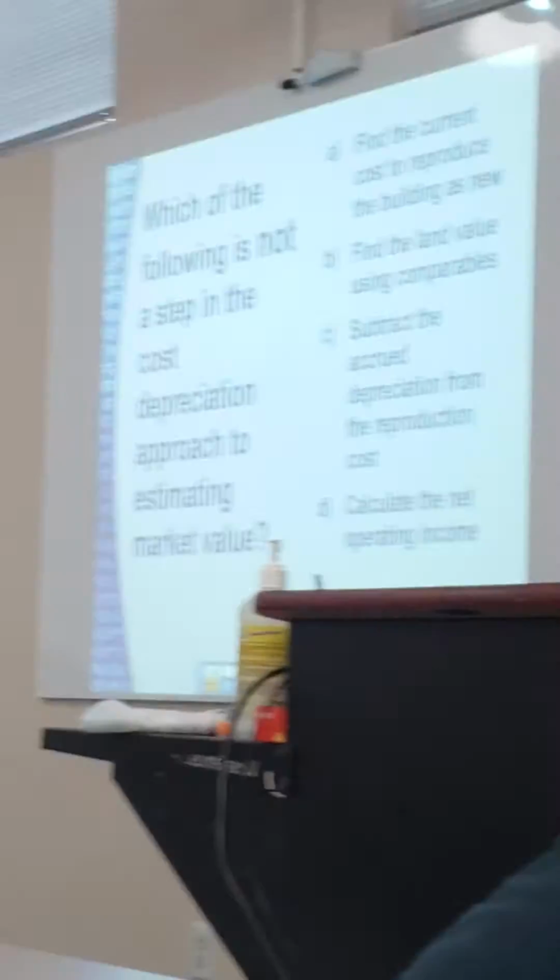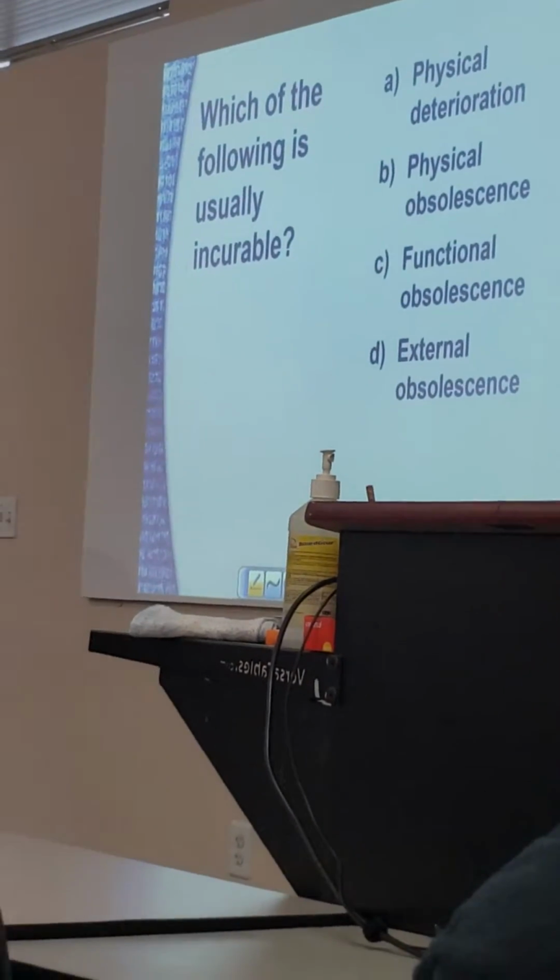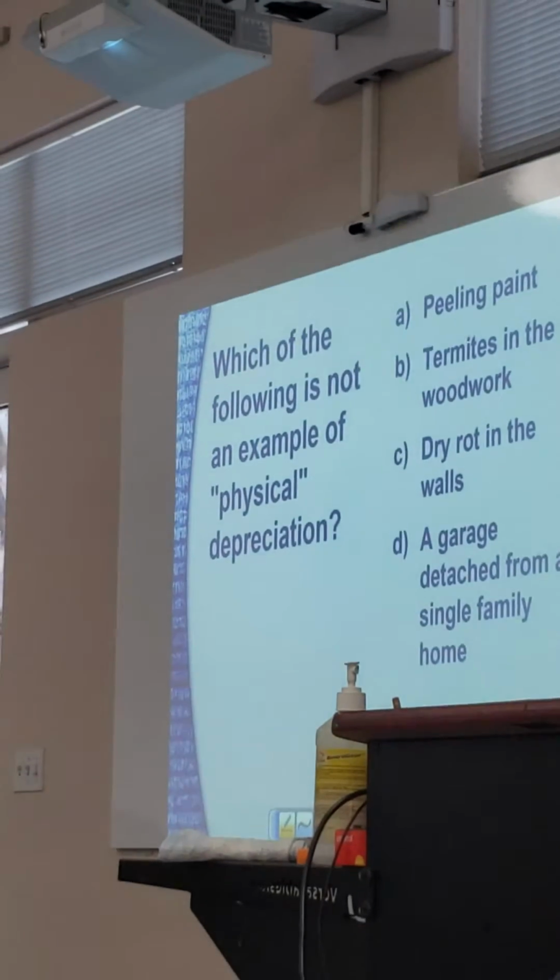So the following is not a step in the cost depreciation approach to estimating market value. We never use the income. Income is only the income approach, not the cost approach. Which of the following is usually incurable? External. The following is not an example of physical depreciation.